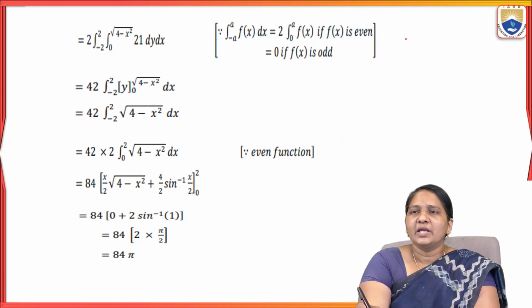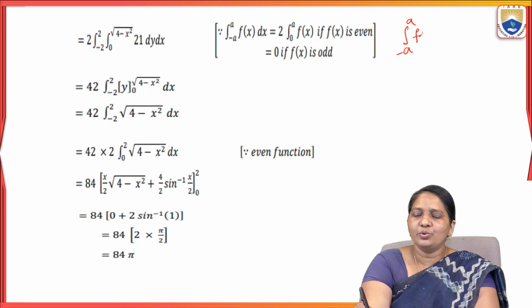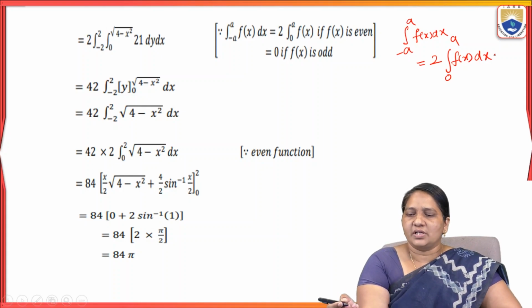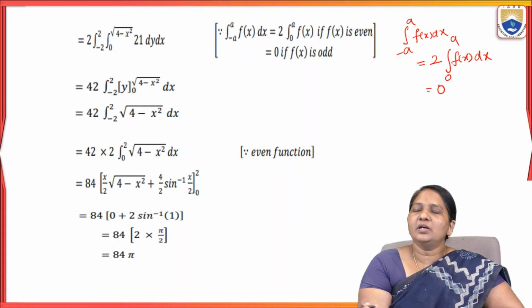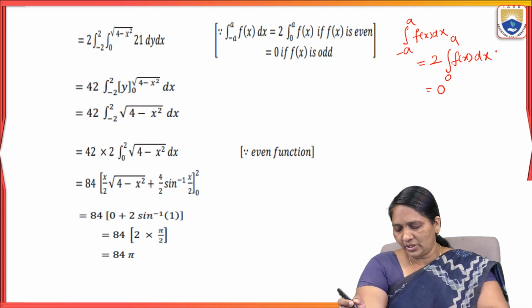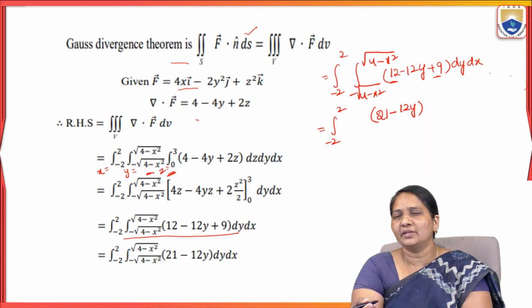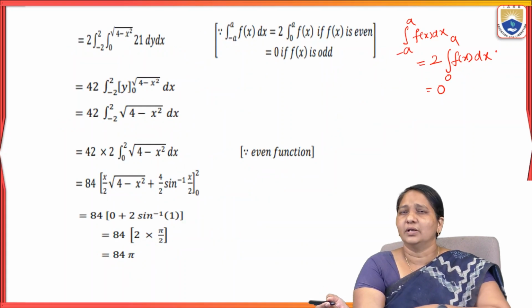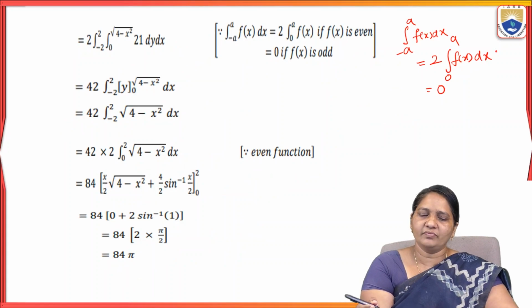We can observe that if it is the integral from minus a to a of f of x dx, we can write this value as 2 times the integral from 0 to a of f of x dx if it is an even function. If it is an odd function, we can write it as 0. This is the basic formula you should remember, then it will be easy for you. You can calculate it as it is also, but you will get the same value. If you use this, we can simplify the equation very easily.